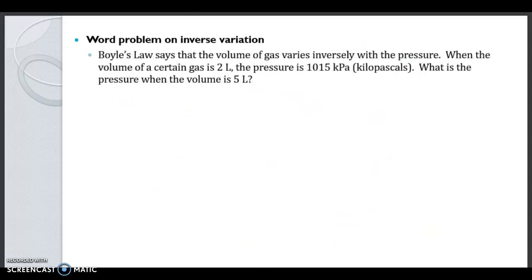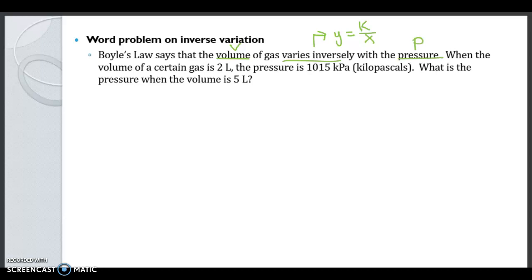Boyle's law says that the volume of gas varies inversely with the pressure. Okay, so we have a varies inversely problem, which signifies we're going to use y equals k over x. And let's let volume be V and pressure be P.